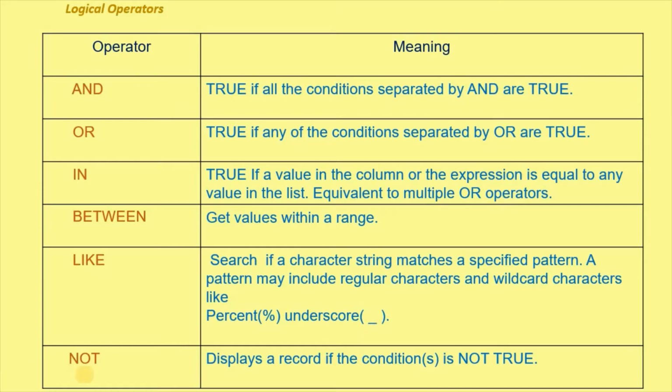Not operator. The not operator displays a record if the condition is not true. So if we get a result with any operator like the equal to operator, like, or in operator, then with the not operator we will get the opposite result.